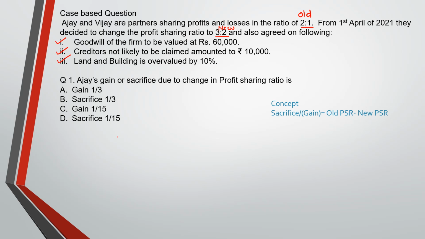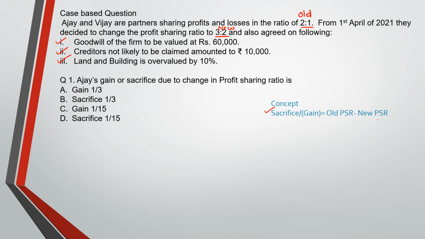The first question they have asked is: Ajay's gain or sacrifice due to change in profit sharing ratio is. So we are just supposed to find out what is Ajay's gain or sacrifice. So what is the formula for calculating the sacrifice or gain? To calculate the sacrifice ratio, you just subtract old profit sharing ratio minus new profit sharing ratio. This is the formula that you have to use.